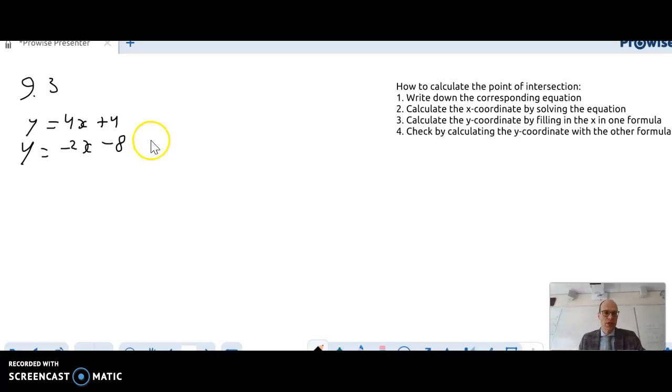And then we need to calculate the y value by filling it in one formula and then check by filling it in the other formula. And if it's correct, it is done.